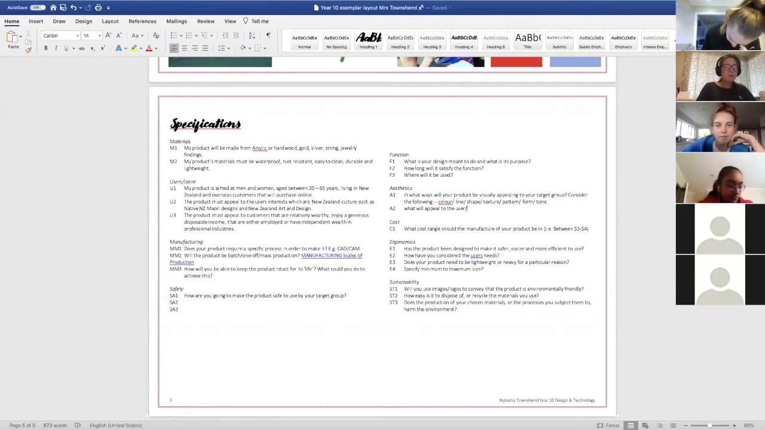So you should be able to say if you have met that specification or not. Is it colourful? Is it appealing to my target market? You can always get feedback to say whether you've met that specification from someone who either is in the target market or friends who have an opinion about it. So what will appeal to the user?